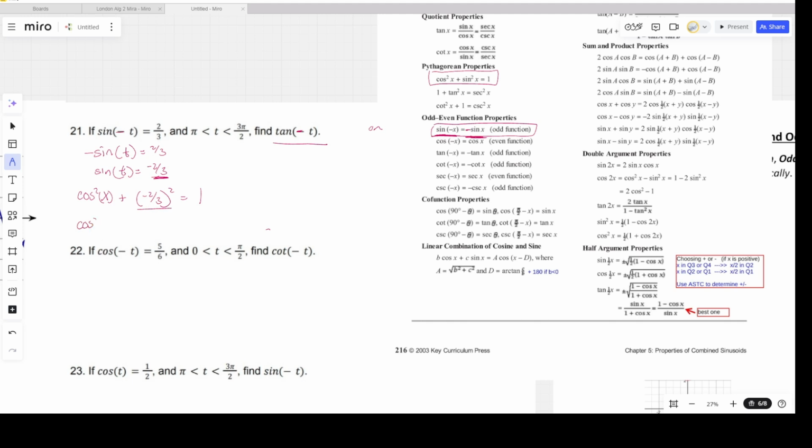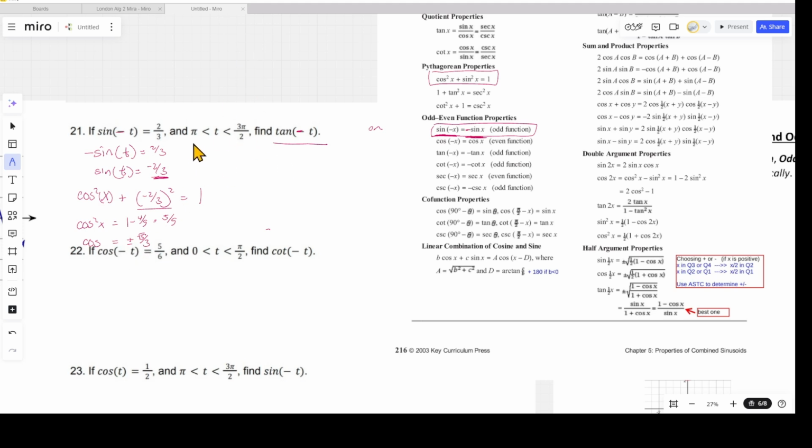So it's cosine squared x equals, this will be 4 over 9 positive, and then I'll move it to the right. It'll be 1 minus 4 over 9. It's 5 over 9. Then I square root. And don't forget the plus or minus. I'm going to get plus or minus root 5 over 9, which would be root 5 over 3.